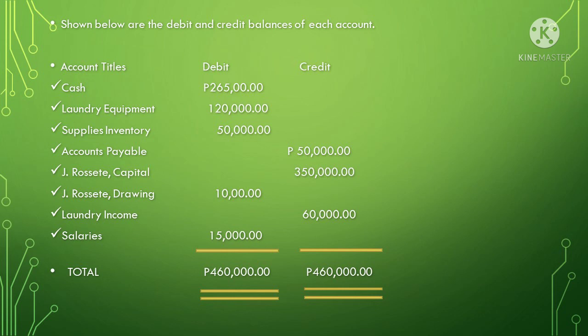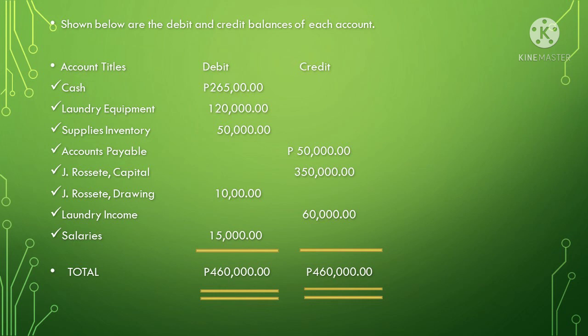Okay, nasabtan. Ang cash, ang iyang normal balance side is on the debit side. Ang laundry equipment, asset siya. Then, ang supplies inventory, asset gihapon siya. Then, ang accounts payable, ang normal niya nga balance is credit side. Mao siya butang sa credit. Then, ang capital or owner's equity sa credit side siya, iyang normal balance. Then, ang drawing, sa debit side siya. Then, ang laundry income, ang iyang normal balance side is on the credit side. Then, ang salaries, expenses, ang iyang normal balance side is on the debit side.